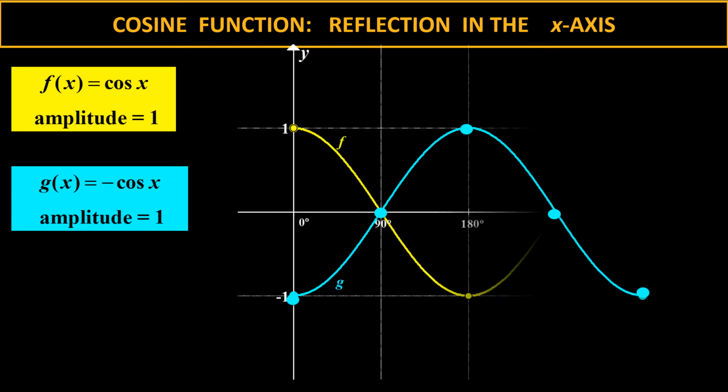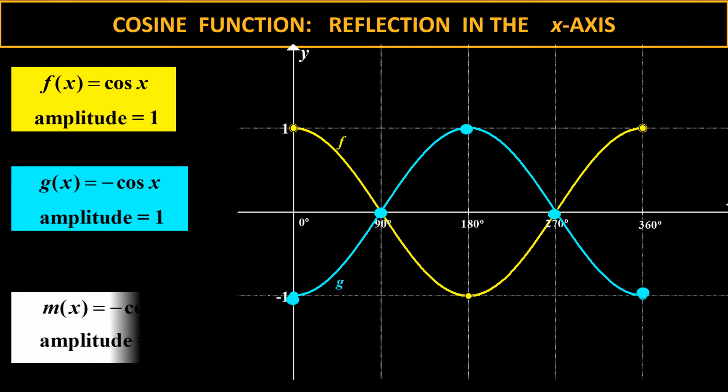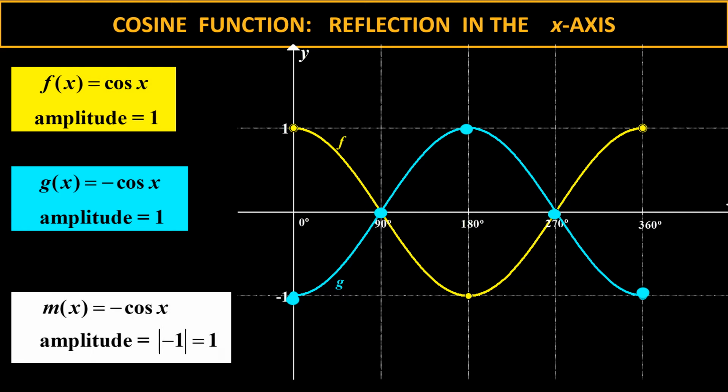Let's bring back the cosine so we can compare the two there. That's the reflection of the cosine function in the x-axis. Again, although I have negative cos x, the amplitude still remains 1, so it's positive 1.